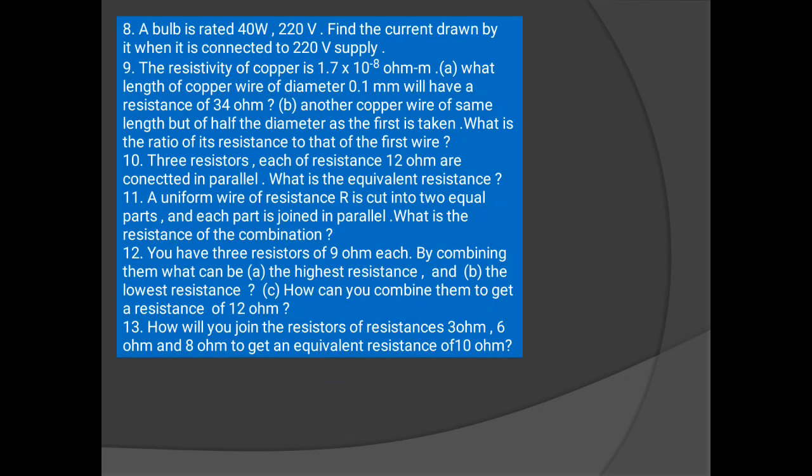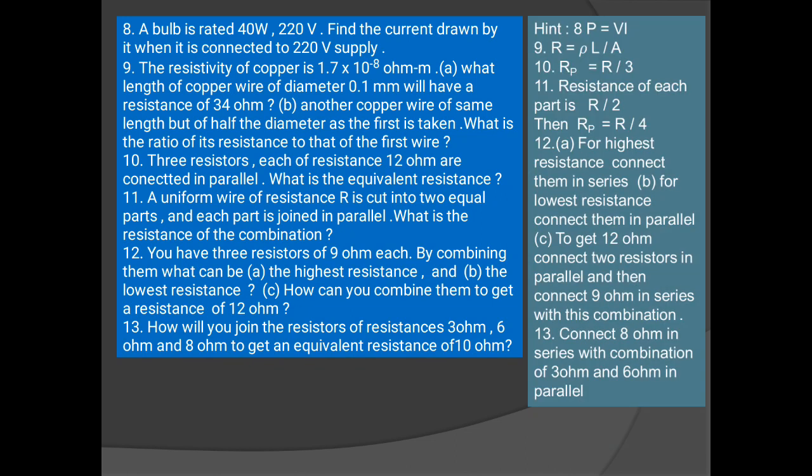In question number 8, a bulb is rated 40 watt, 220 volt. Find the current drawn by it when it is connected to a 220 volt supply. Use P equal to VI.